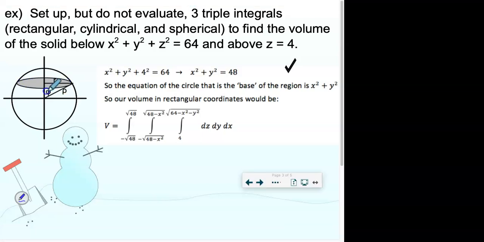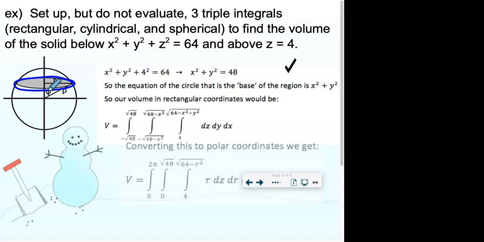Now, to generate this circle using r and theta, r is just the radius of the circle, which you already know is root 48, so r is going to go from 0 to root 48, and then what's theta going to go from? 0 to 2 pi. Right, to get the whole circle.